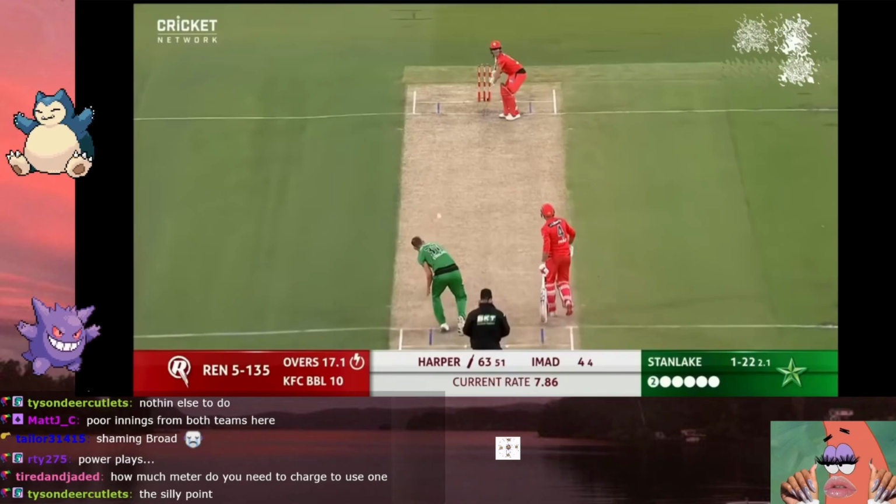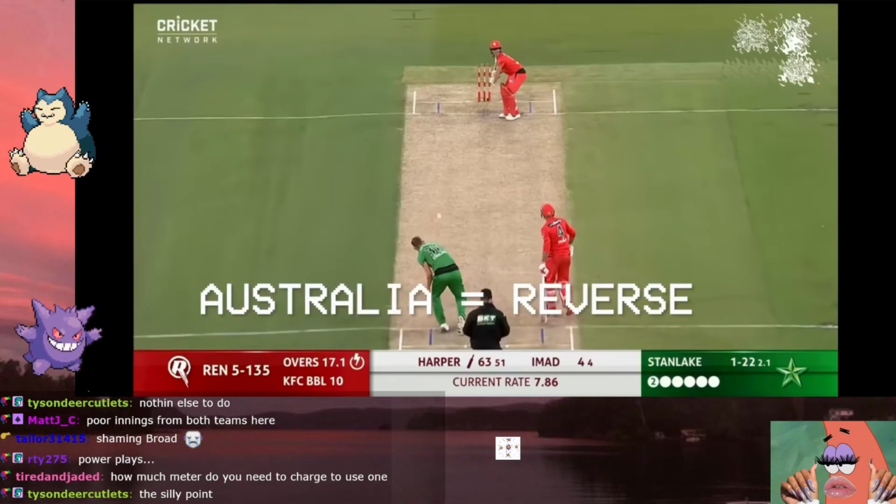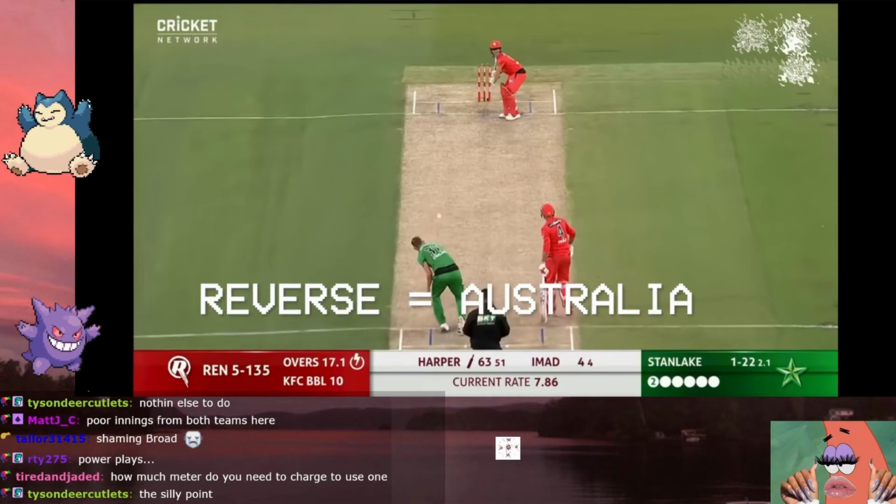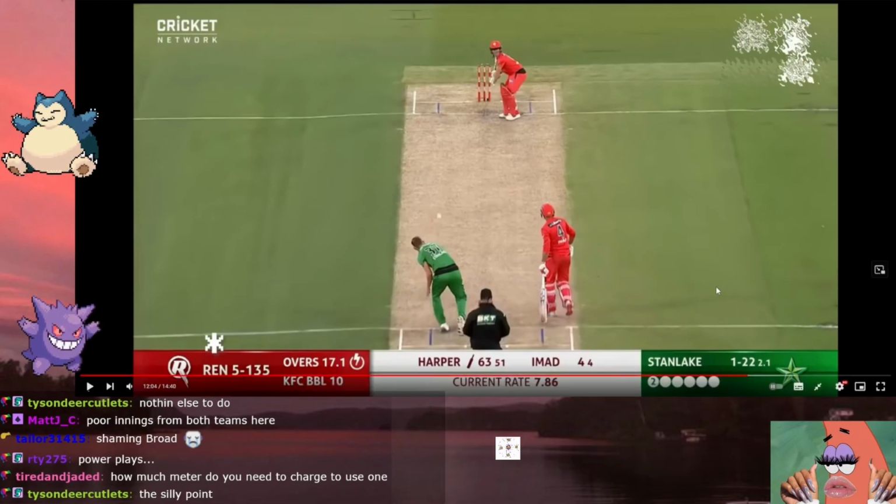Just be careful, because if you're watching an Australian broadcast, the scores are reversed. The wickets are first and the runs are second. This usually isn't much of an issue. Sometimes you'll see wickets first and then runs. Sometimes you'll see runs and wickets.